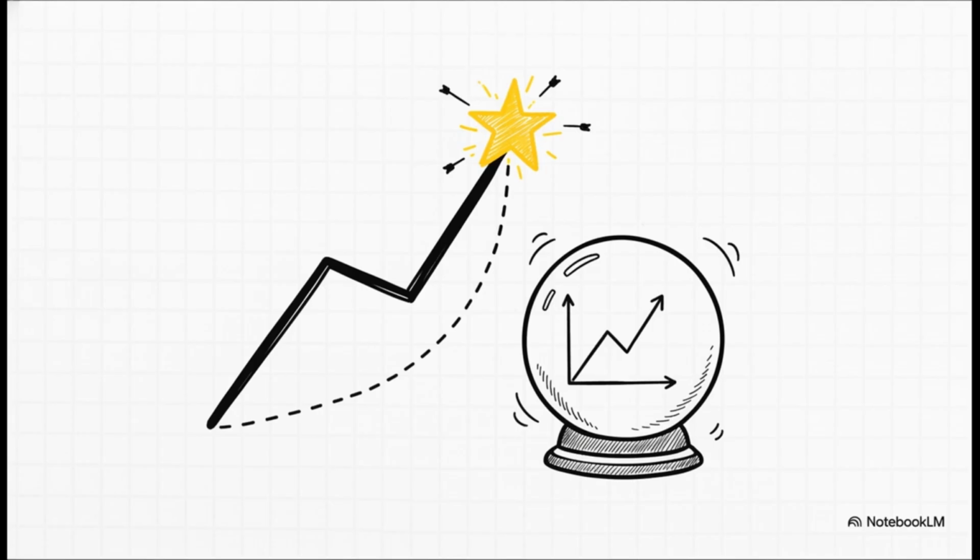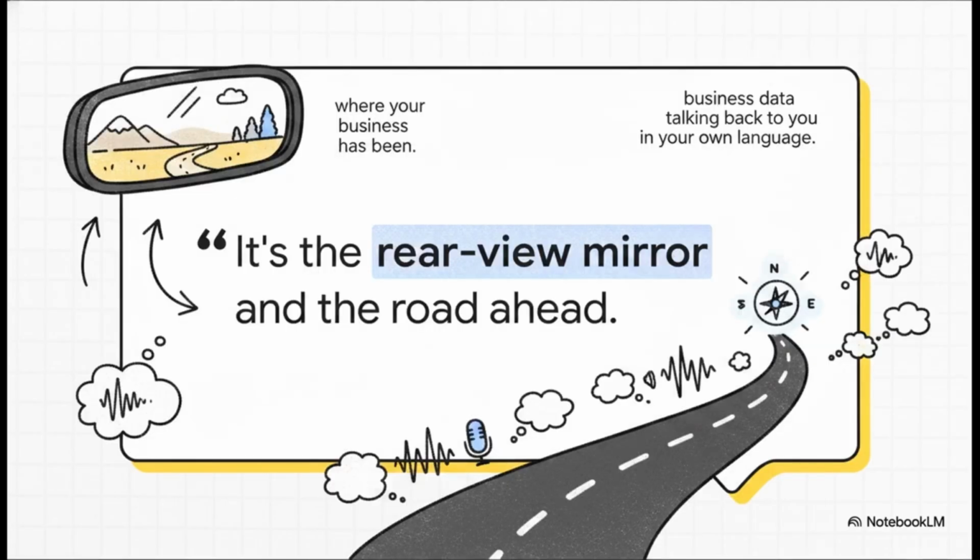It might say something like, "Hey, this product line is trending up. You should really consider checking your stock levels." And this really brings it all together perfectly. It's the rearview mirror and the road ahead. By adding this intelligent layer, your Tally data becomes the ultimate guide for both where your business has been and exactly where it is going.